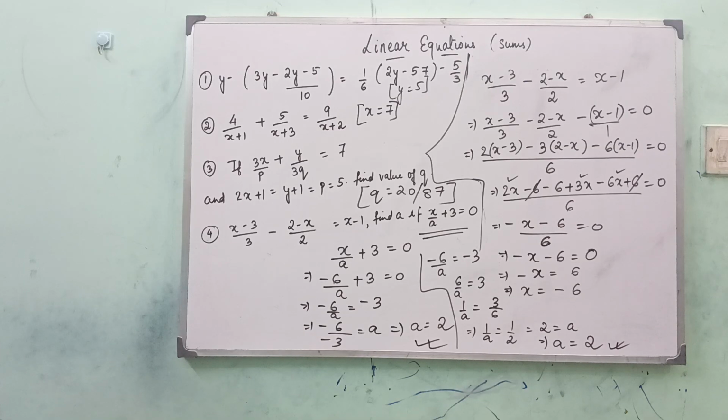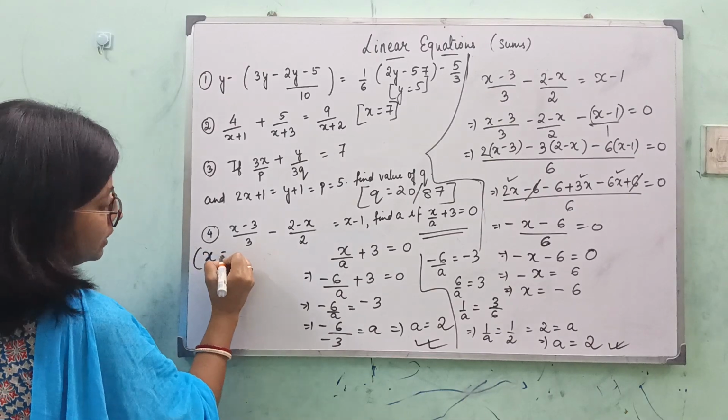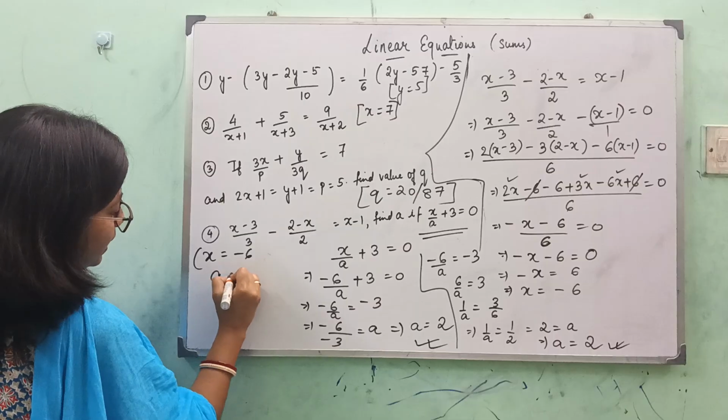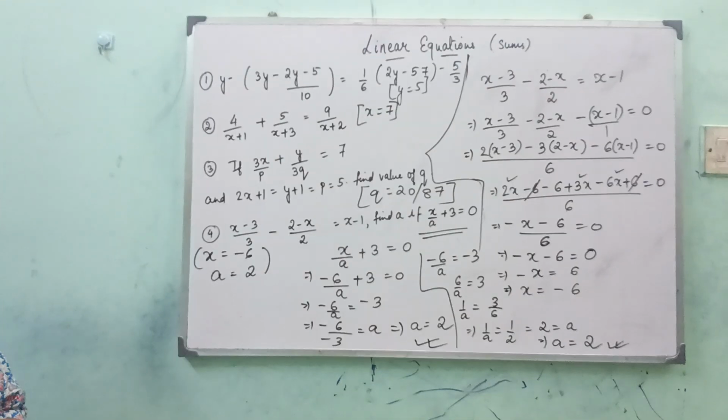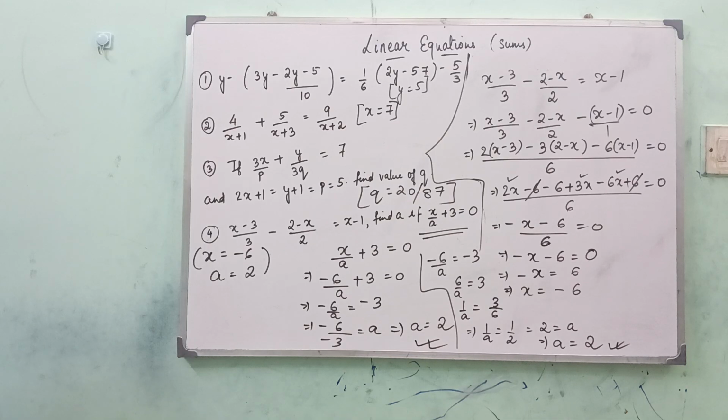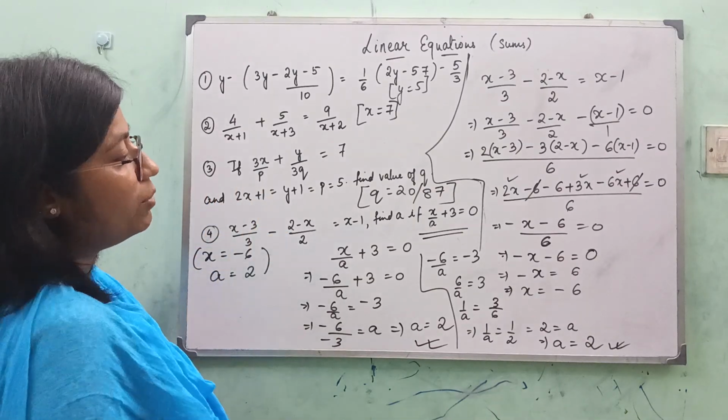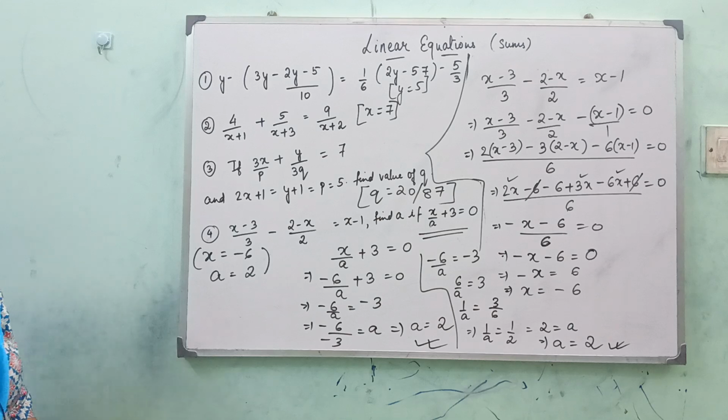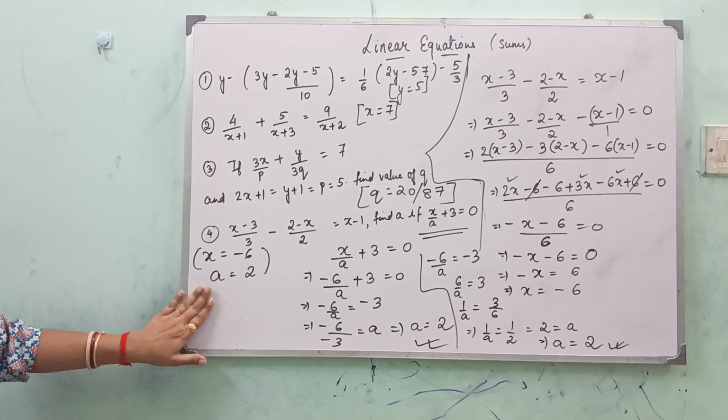Okay, so this is the solution of the last problem. It had asked you for two values. So x's value we have got minus 6 and a's value we have got 2. These were the two values that the sum had asked for. So x has a value minus 6 and a has a value 2. So the four sums have been solved for you. The first one has an answer, y is equal to 5. Second one has an answer, x equals 7. The third one has an answer for q as 20 by 87, and the fourth one has two answers, one for x and one for a. So the x has the answer minus 6 and a has the answer 2.